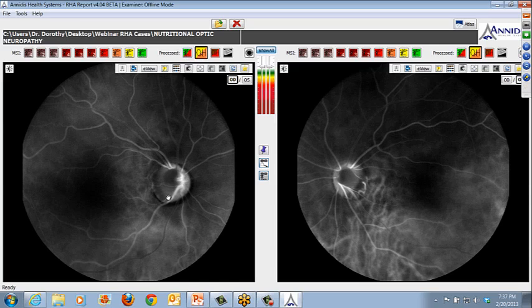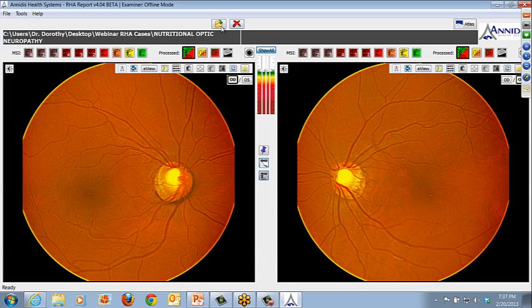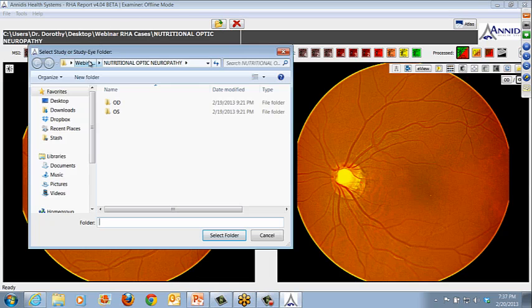But I just wanted to show you, this is an example of a hypoperfused nerve from toxic optic neuropathy in a patient who also happens to have some fairly large cups, but a lot of this is also from the disease itself. So just kind of an interesting case.